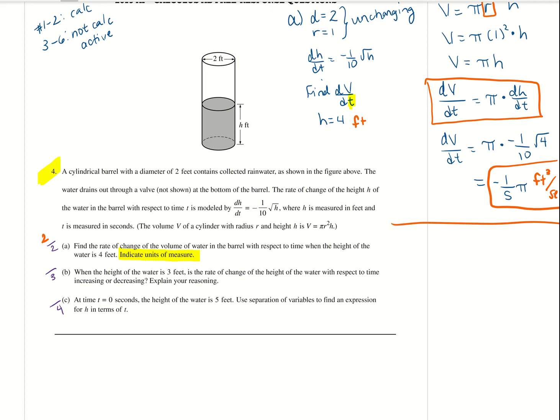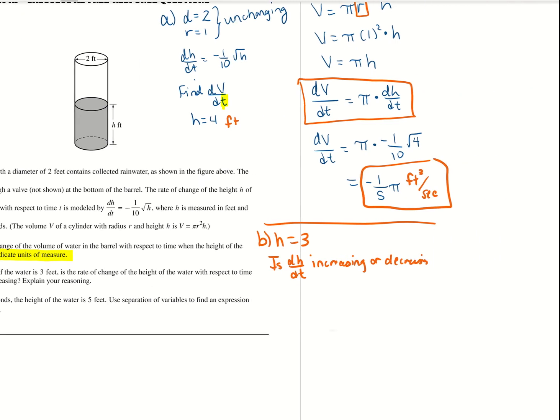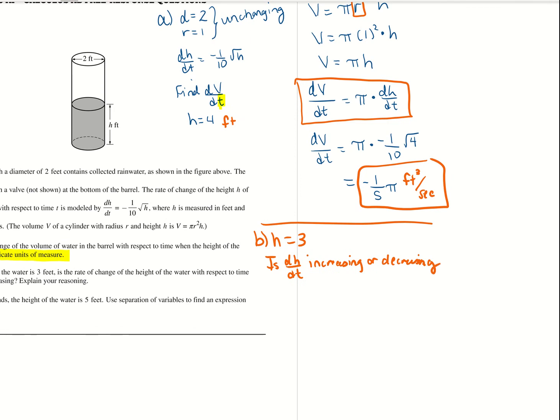All right, part B. Specifically at the moment when the height is at 3 feet this time, is the rate of change of the height, which is dH over dt, with respect to time, increasing or decreasing? Now, students answer the wrong question here on this one. What students tend to do is many times students recognize, hey, we need to know the sign of some type of derivative to answer this question, but they often look at the sign of the first derivative.